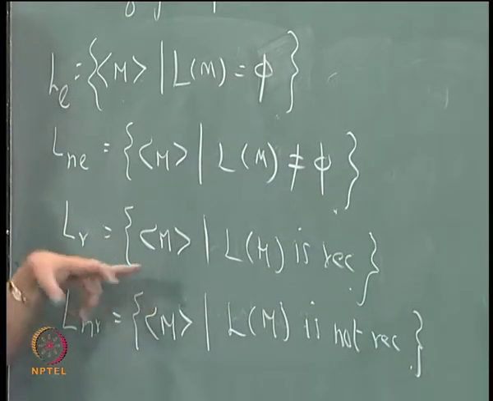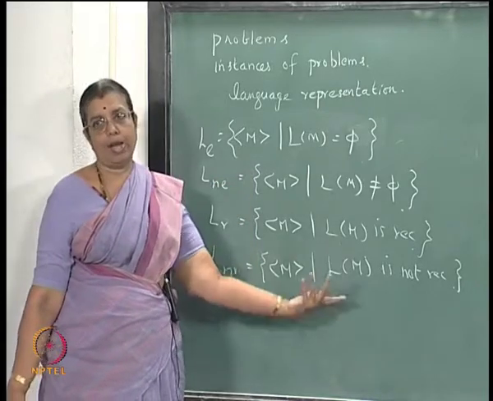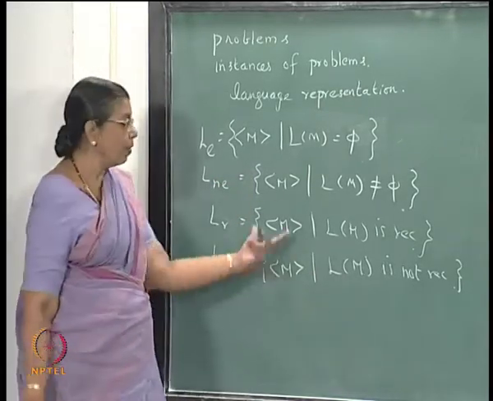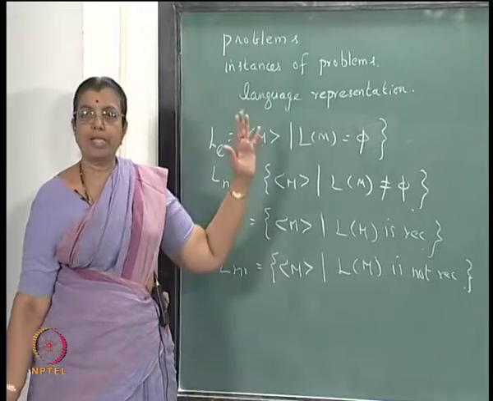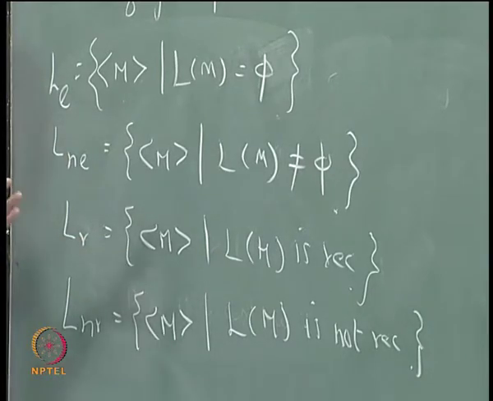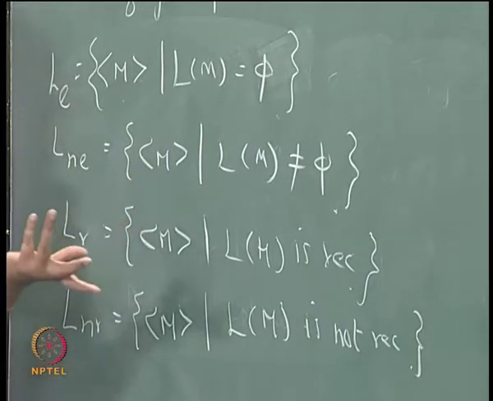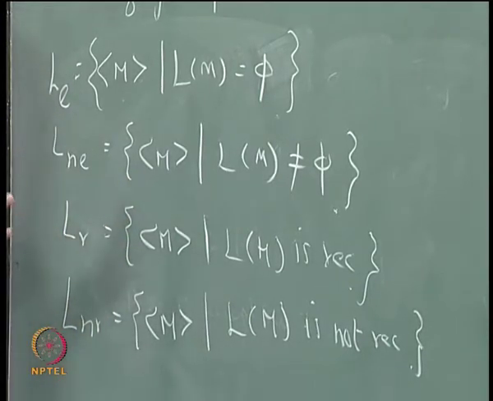Given a Turing machine M, is L(M) recursive? Given a Turing machine M, is L(M) non-recursive? The input is the encoding of the Turing machine. These are all some problems. Instances of the problem will be particular Turing machines. You are given the encoding, and you have to find out whether it accepts the empty language, or whether the language accepted is non-empty, is the language accepted recursive, is the language accepted non-recursive, and so on.